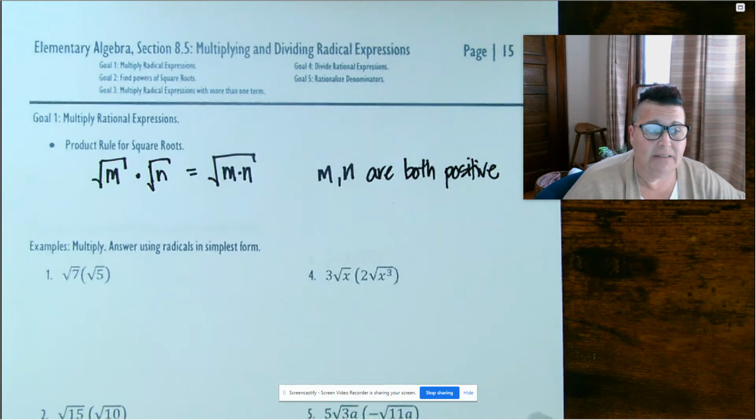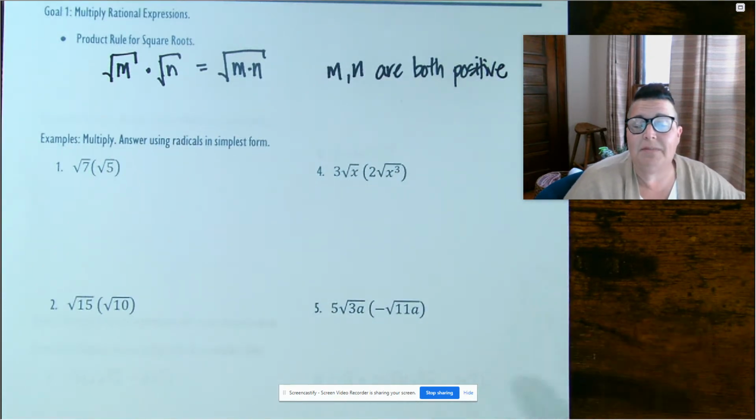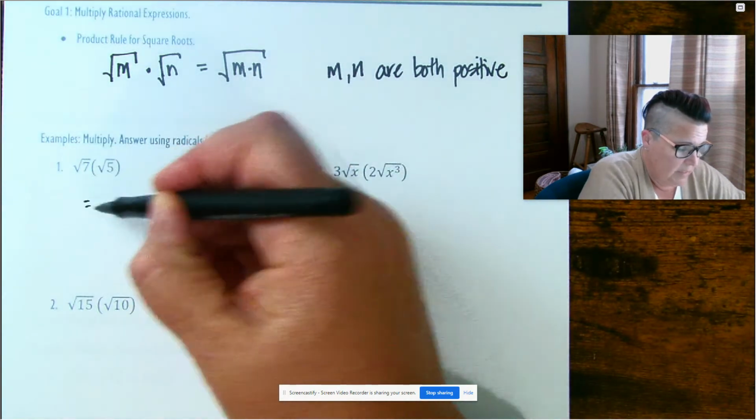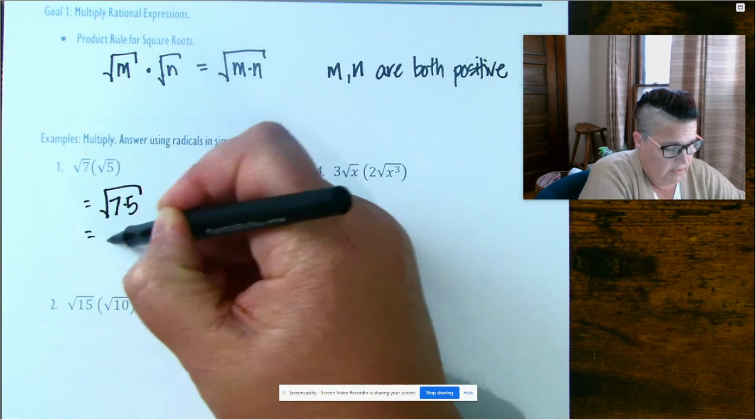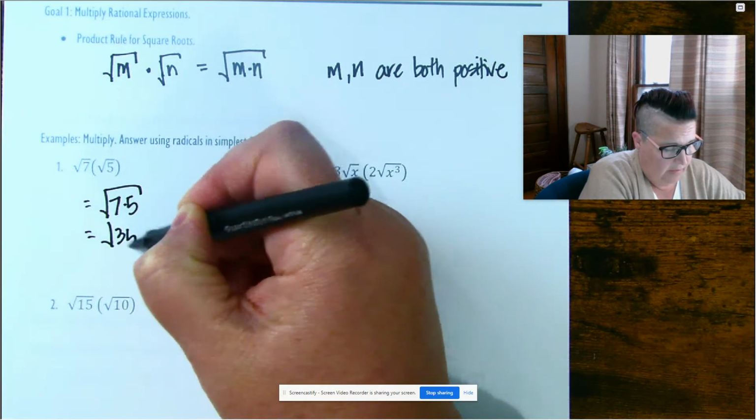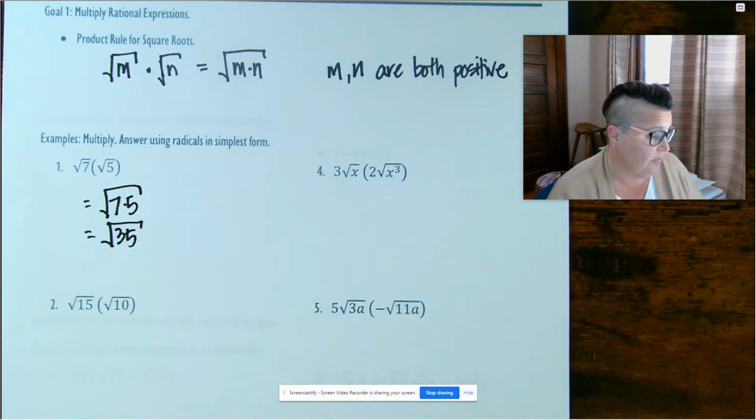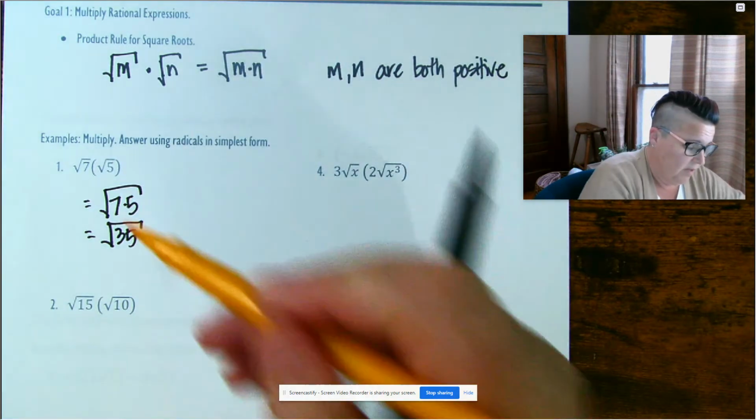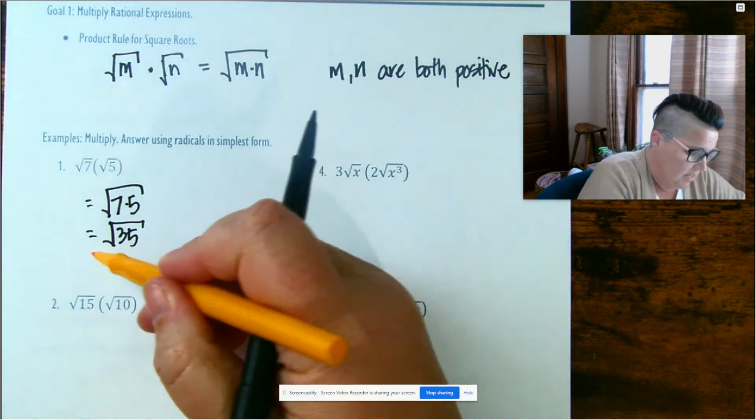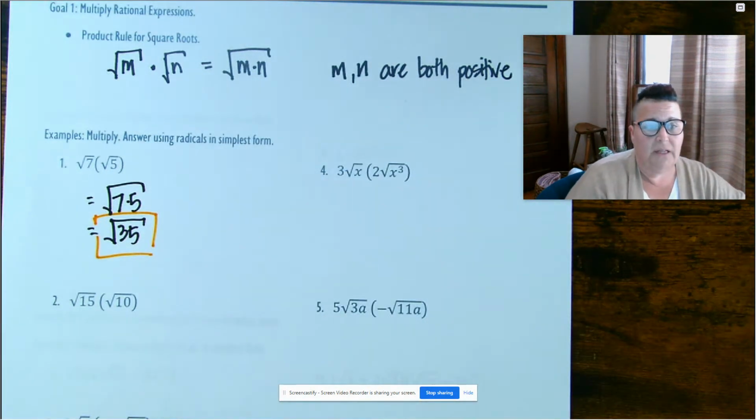So some examples. Just to work through some, we've got the square root of 7 times the square root of 5. This would be equal to the square root of 7 times 5, which is the square root of 35. The square root of 35 does not simplify, as there are no numbers that go into 35 other than 7 and 5, and neither of those can be simplified. So that's all we're doing on that one.